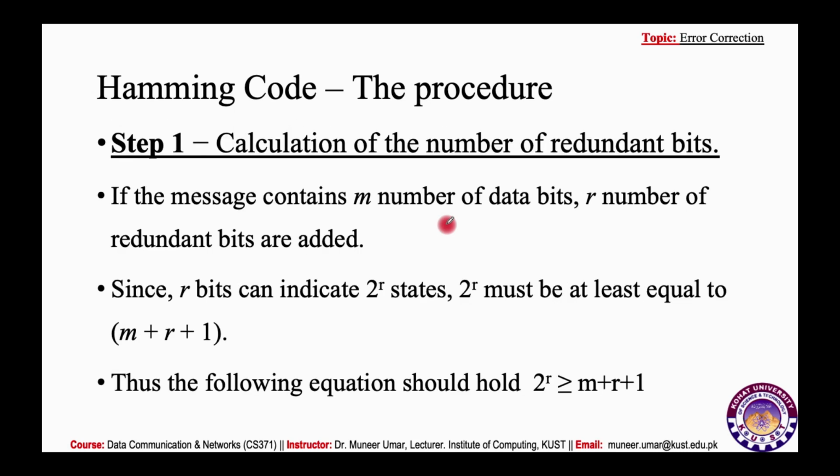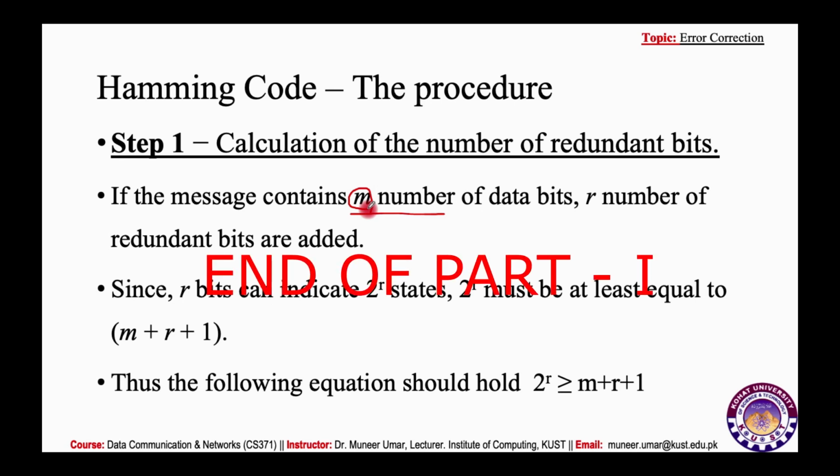So now we are starting with step number 1 in detail. If the message contains m number of data bits, and r number of redundant bits are added. The m can be 4, 5, 6, 8, 16, 32, any number of data bits. So we must add some additional bits.